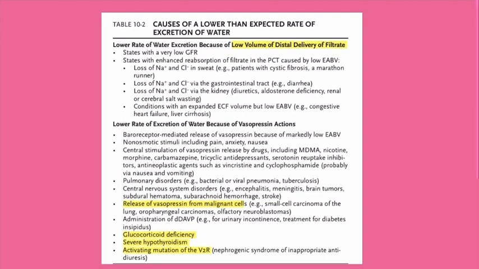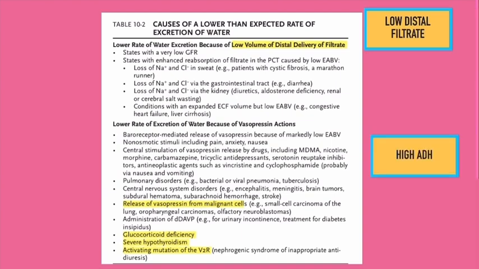So the second table shows the conditions where there is decreased excretion of water. In the earlier table we saw conditions associated with increased water intake. Here we see the conditions with decreased excretion of water. There are two factors associated with decreased water excretion. The first thing is low volume of distal delivery of filtrate. That means if there is low volume of filtrate reaching the distal part of the tubule, it results in decreased excretion of water and free water retention. Second is increased action of ADH. So the first is low distal filtrate and second is high ADH.